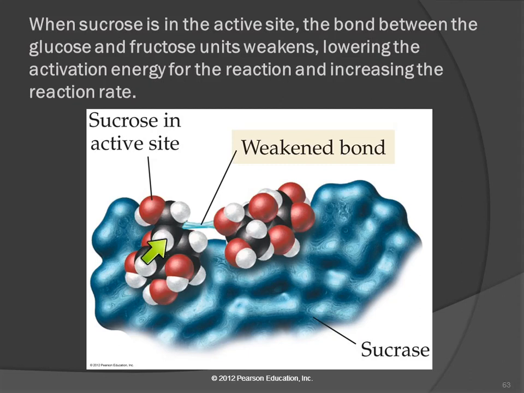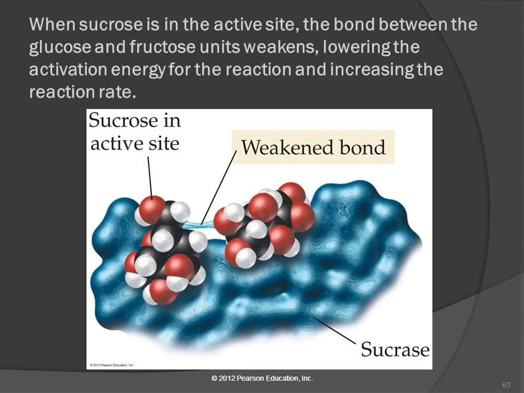In this particular instance, what happens is when the sucrose comes into this active site, this bond becomes weakened. It gets stretched and pulled on a little bit. It gets weakened, and now that bond is easier to break. It takes much less energy for that bond to break, and so it breaks at a faster rate. After that bond breaks, these guys go off on their own. The sucrase says, okay, job done, run along now, next, and then another one comes in.